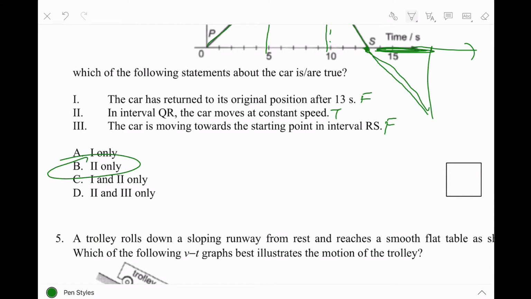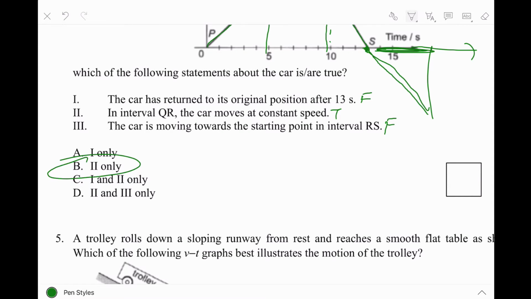Now remember, I can always change the statement. So you don't just remember the answer. You have to understand and decide which statement is true and false during the exam, and then just put down correspondingly the answers.